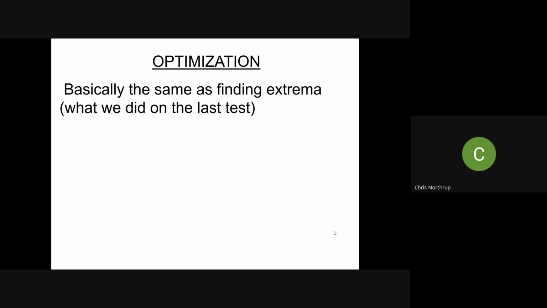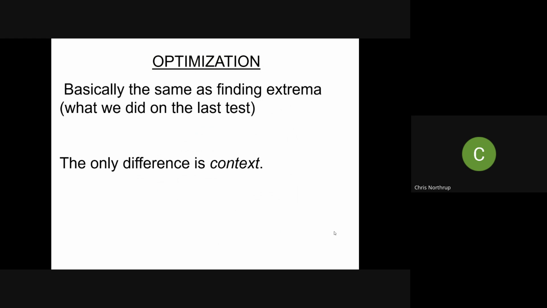All right, in this video, we're going to get an introduction to optimization. So what is optimization? It's essentially the same thing we've already been doing with functions in the XY plane when we're finding extrema. We did this on our last test. What's the difference? Well, the context.